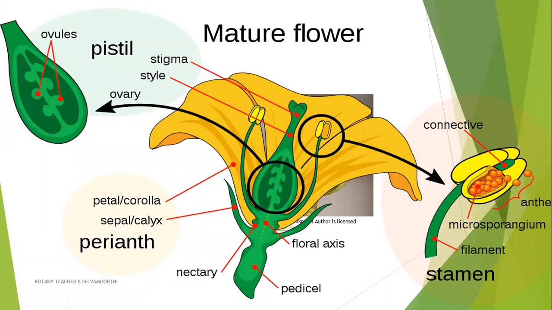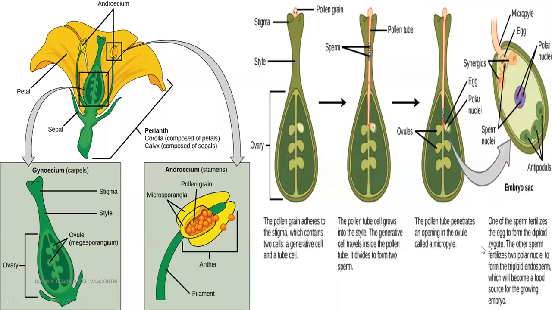We can easily understand this process of fertilization when we study the structure of the ovule and ovary. The basal swollen part is the ovary. Within the ovary, ovules are present. In these ovules, the female gamete is present. The female gamete fuses with the male gamete. The process is called fertilization.